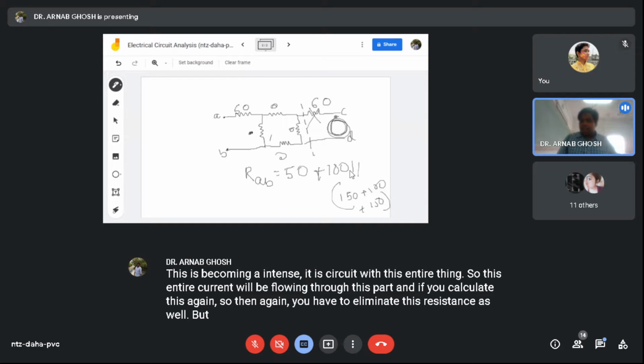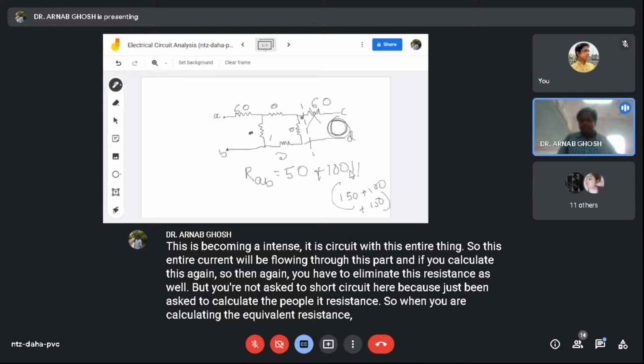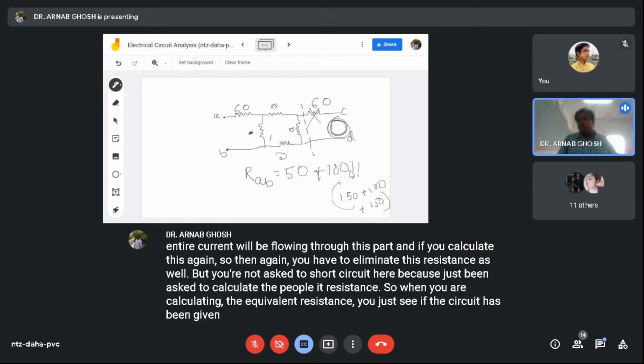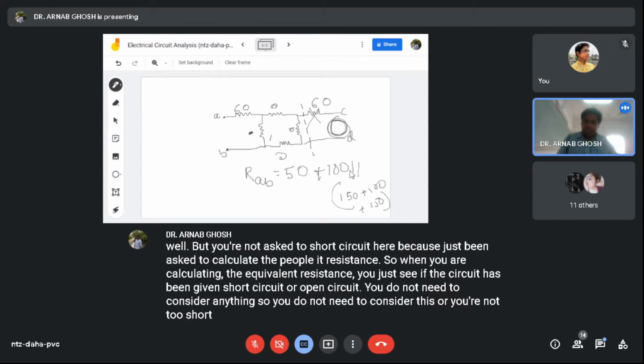But you are not asked to do that. You are asked to calculate the equivalent resistance. So when you are calculating the equivalent resistance, you just see if the circuit has been given short circuit or open circuit. You do not need to consider this or short circuit this. You have been just asked to calculate the resistance across this AB.